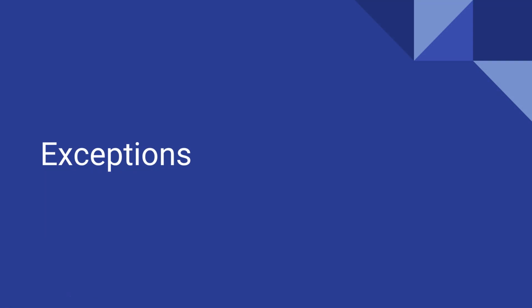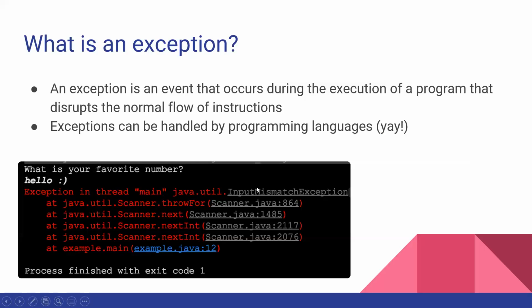Okay. So exceptions. So what's an exception? An exception is an event that occurs during the execution of a program, which disrupts the normal flow of instructions. So basically, like it says, and programming languages can totally handle them. You may have seen these exceptions before, right? Where it says, oh no, there's an exception in thread main, and it actually stops the program.